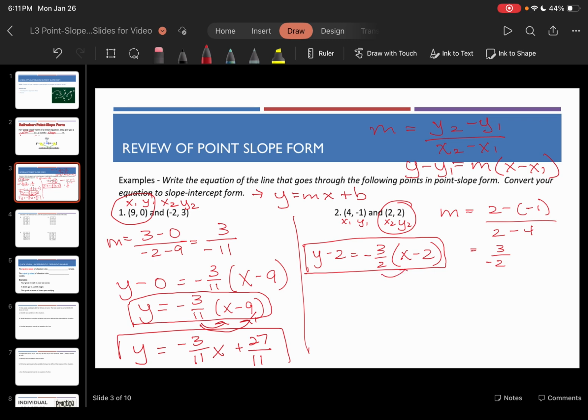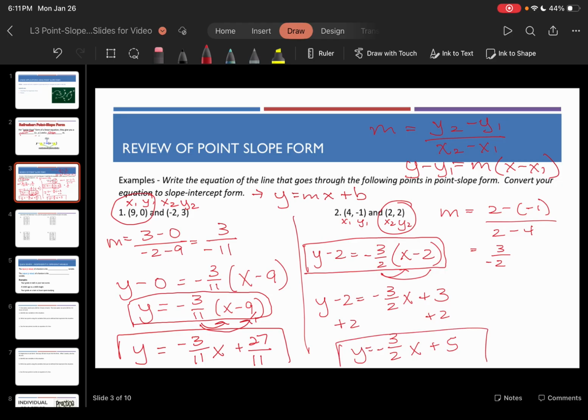Now converting it to slope-intercept form, I got to get rid of the parentheses. So I'm multiplying. A negative times a negative is a positive. Use your calculator to multiply that fraction times the negative 3 over 2 times the 2. And then I'm going to add 2. And so my final answer in point slope form is that.